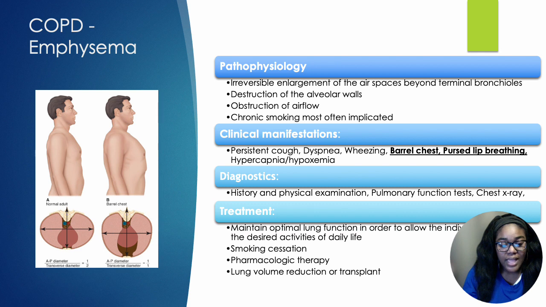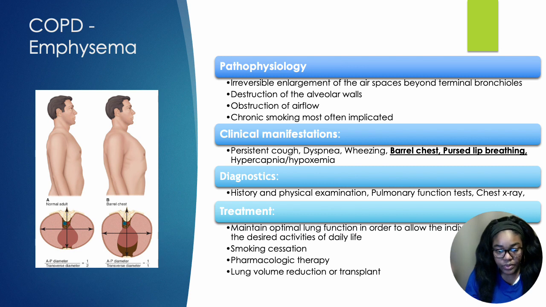You'll notice that the individual with barrel chest, their upper area in the chest is widened, and it's more so widened because of that destruction in the lung area. So you'll see that barrel shape with their chest. And again, this is an irreversible enlargement within their body.